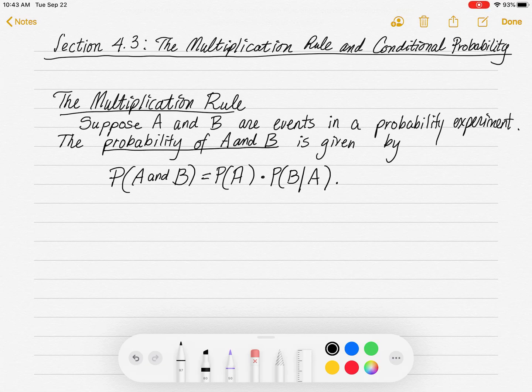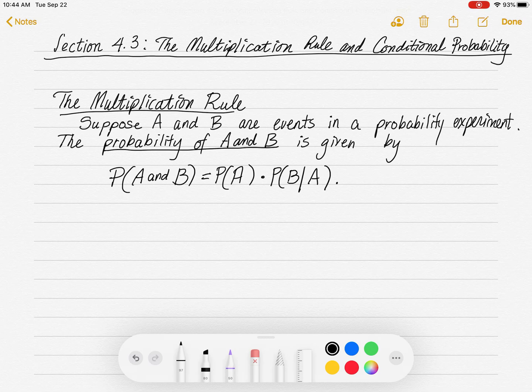So we're going to begin here, section 4.3, which is about the multiplication rule and conditional probabilities. So what does the multiplication rule say? It says, let's say you've got two different events, A and B, within a probability experiment. So maybe like tossing a coin, rolling a die, drawing a card, something like that.